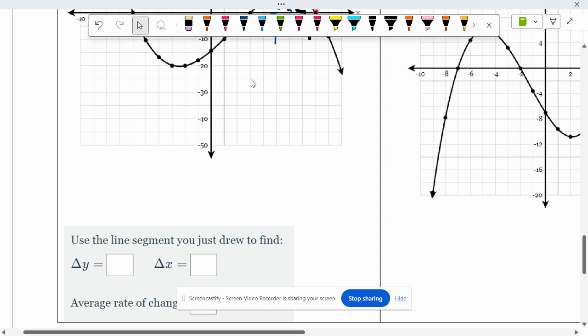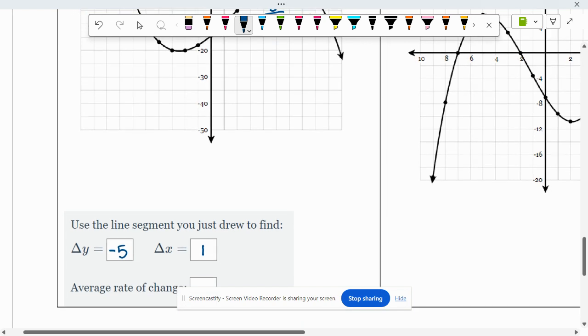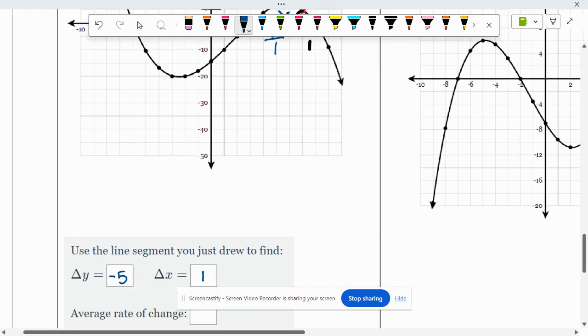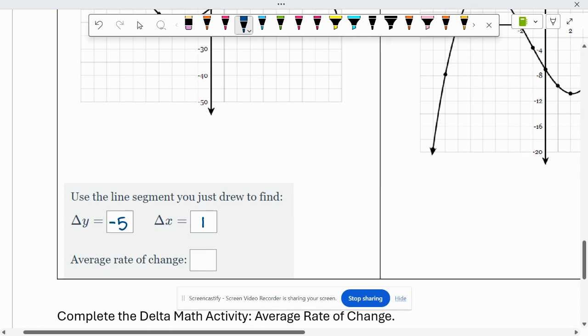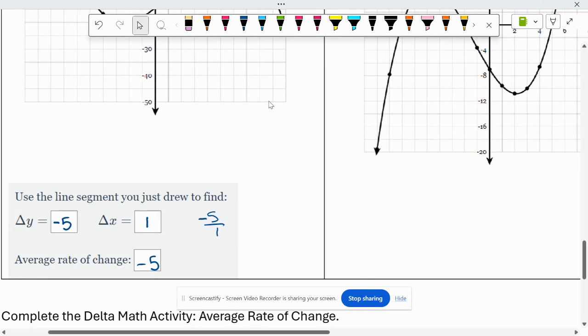So it says use the line segment that you just drew to find the change in y. Well, your change in y is down 5. So that's -5. Your change in x is 1 unit to the right. And the x-axis is counted by ones. So your average rate of change is just, what is -5 over 1? Yeah, it's just -5. That's your average rate of change. So again, when you do that Delta Math activity, if you don't plot your points accurately and draw that line segment, it will not let you move on. Does that make sense? You can't just count it.